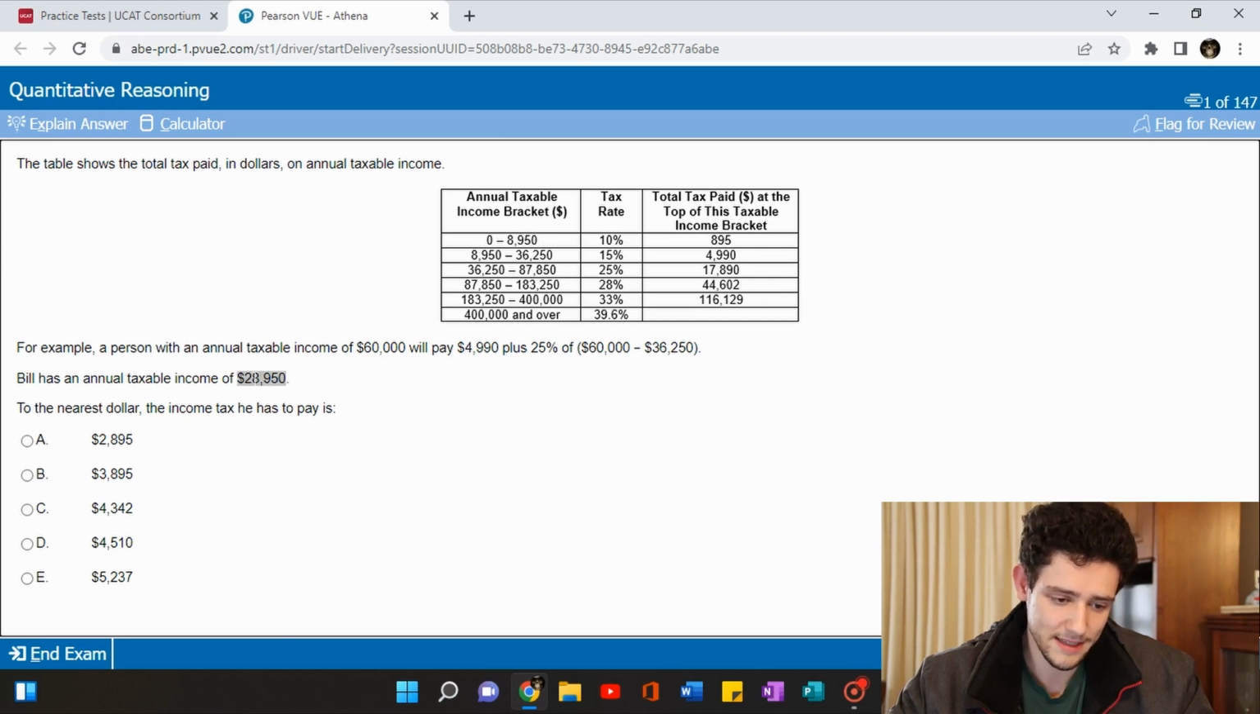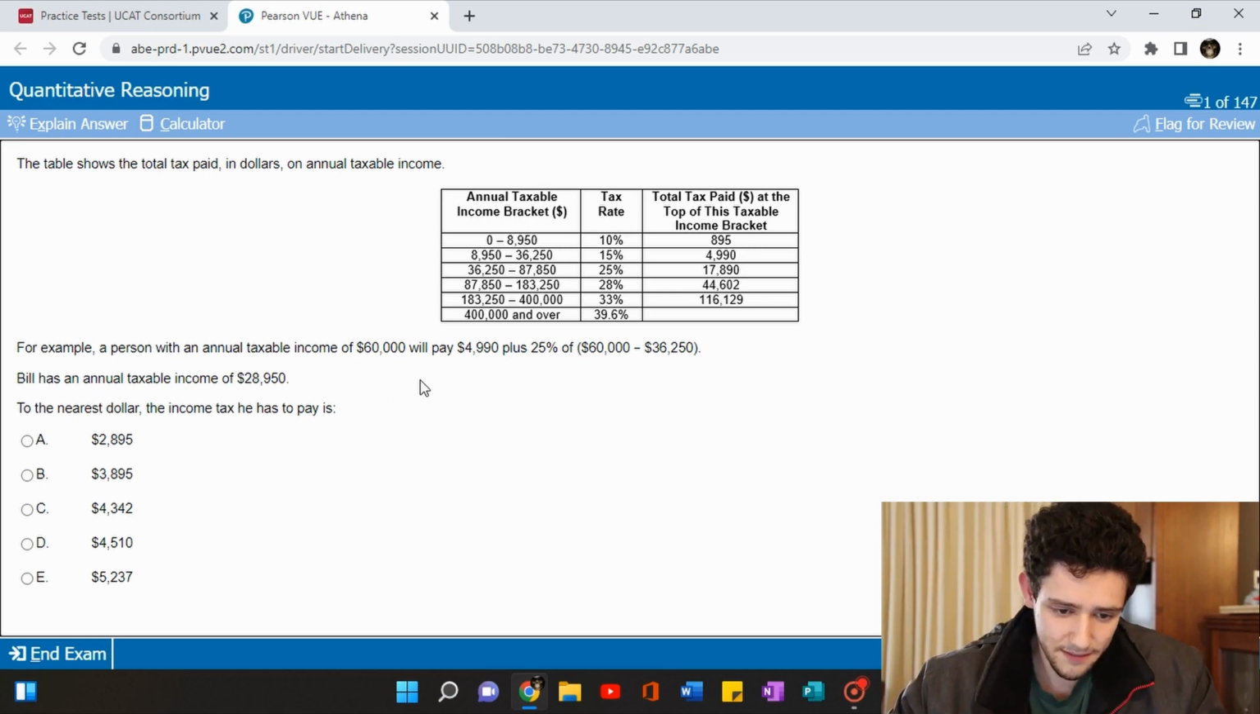Just replace 60,000 with 28,950. So this 28,950 belongs in this section here. Instead of 25%, you'll be doing 15%. So in order to calculate the tax, it is 28,950, take away 8,950, which is 20,000, and then you'll calculate 15% of that. So get up the calculator.